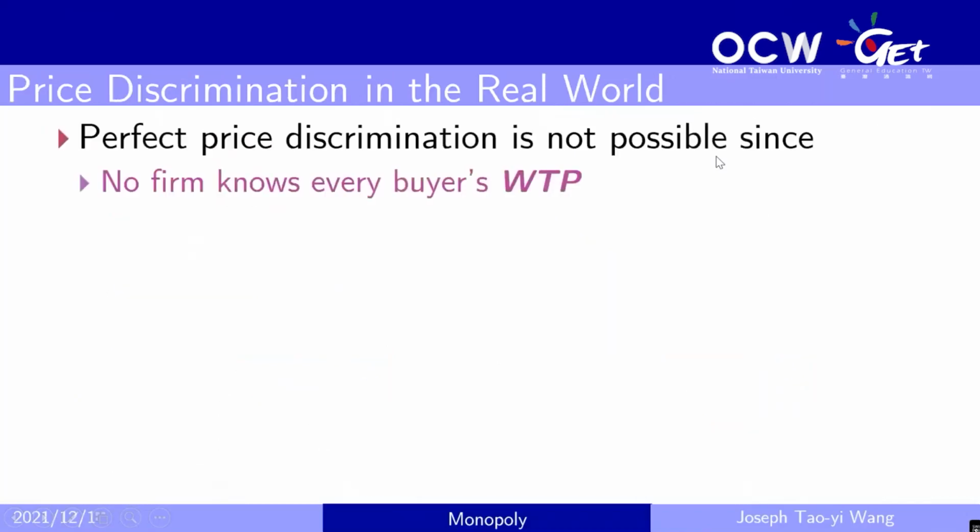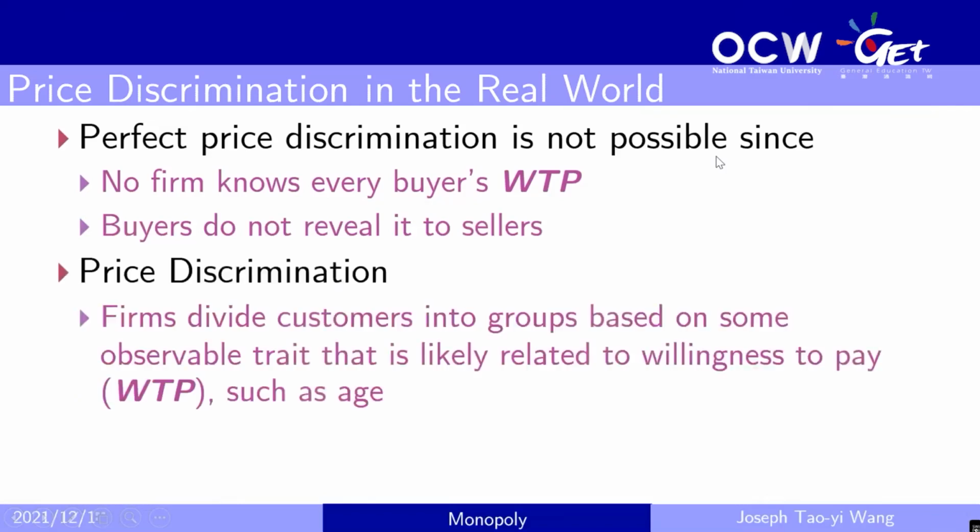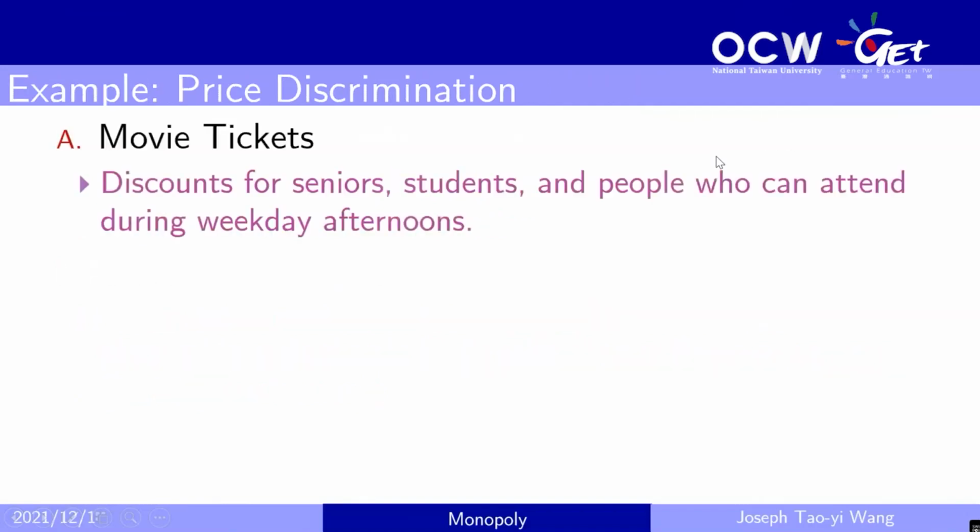Of course, perfect price discrimination is not possible because nobody knows every buyer's willingness to pay. And if I ask you, of course you want to pretend you have a lower willingness to pay, right? Otherwise you're going to be charged more. So what the firm can at best do is to try to separate customers into different groups based on observable traits like age or student status and so on. And so hopefully then you can do partial price discrimination.